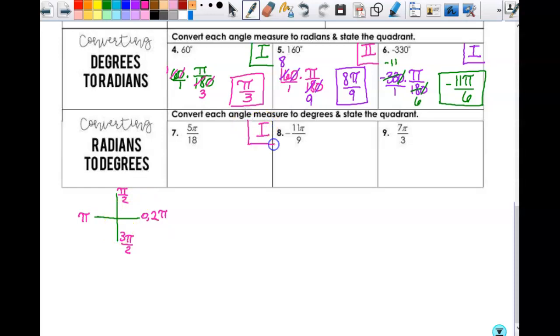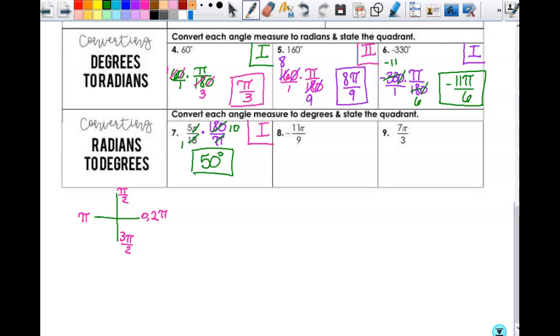So we're in the first quadrant. And then once we convert it, we can double check that we're right. Okay. So now I'm going to take this, and I'm going to multiply this by 180 over pi. So the pi's will cancel out. 18 goes into 180 how many times? 10 times. So I really just have 5 times 10, which is 50 degrees. Is 50 degrees in the first quadrant? Yes, then we were good. Okay? Everybody okay with that?